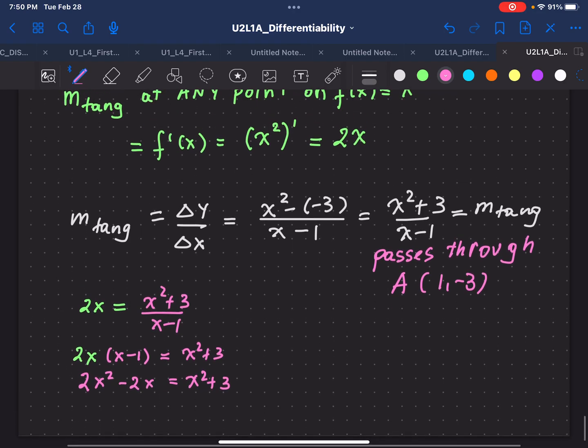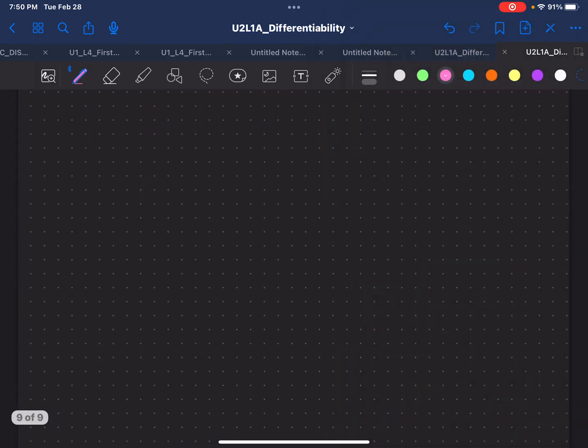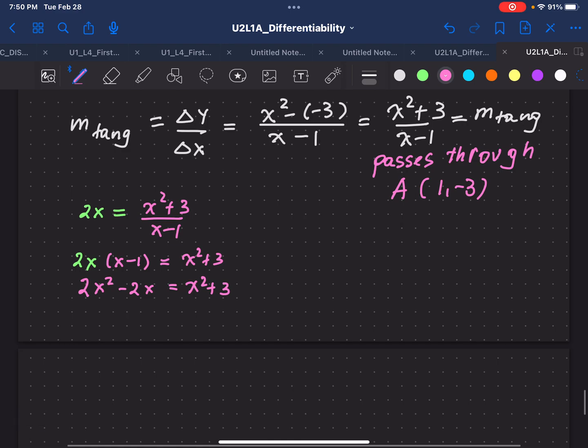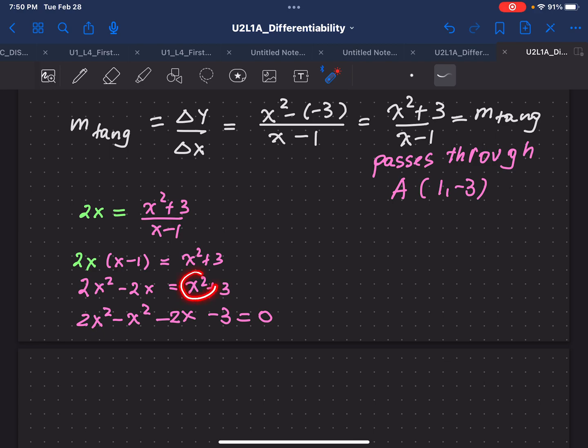All right, let's continue a little further down here. We have 2x squared minus x squared minus 2x minus 3 equals 0. So remember, we're taking x squared to the other side to become negative. Plus 3 to the other side becomes negative. Let's simplify a bit more.